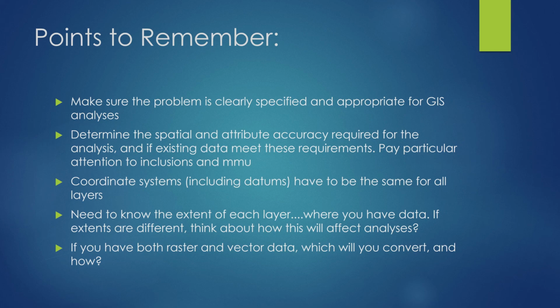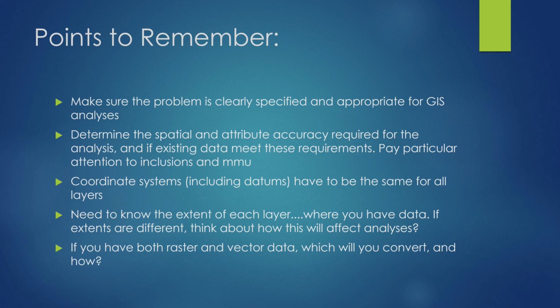Okay? So does the spatial and attribute accuracy and precision required for the analysis exist? And if not, you have to get it. The minimum mapping unit has to do with the scale. That's what MMU means, minimum mapping unit. Sorry, I should have said that earlier.